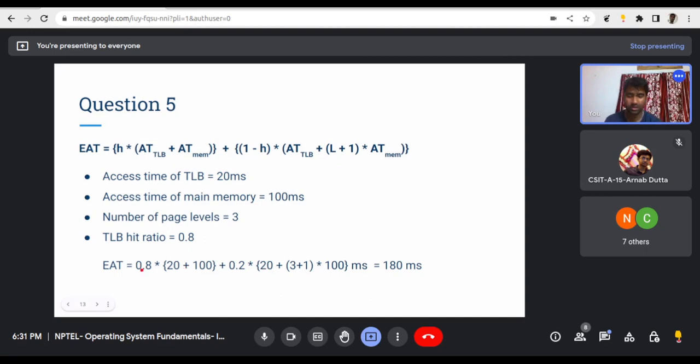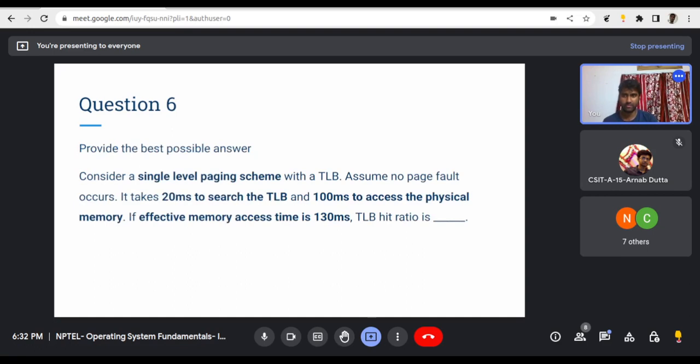Okay, so I also got this same answer. So it is equal to 180 milliseconds. So this part is coming up to be 84 and this part is 96 according to my solution. If you have any doubt, you can use the chat box, but I think it is correct. Anyway, let's go to the next problem.